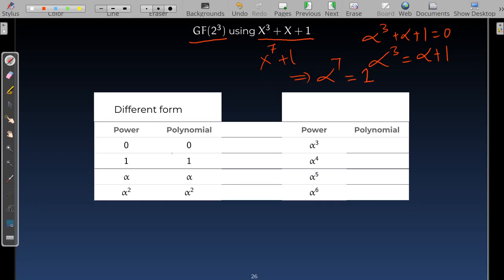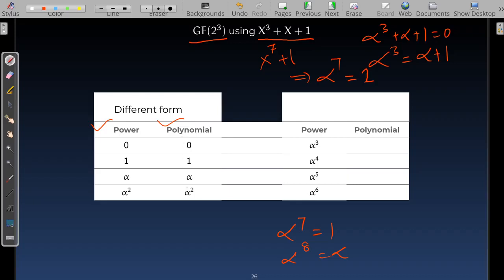So here 1, this 0, now we have two forms, one is power form, another is polynomial form. Now power form will be used for multiplication, and we will use the fact that alpha to the power 7 is equal to 1, so it is going to repeat after that. So alpha to the power 8 is going to be alpha, so this is going to be a cyclic group under multiplication.